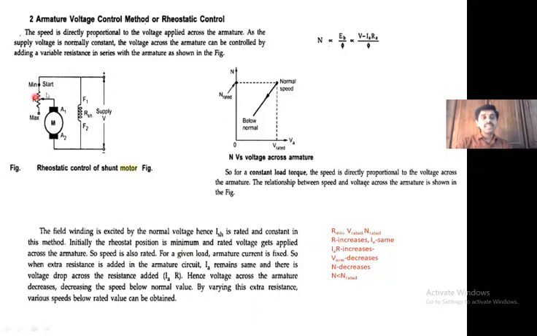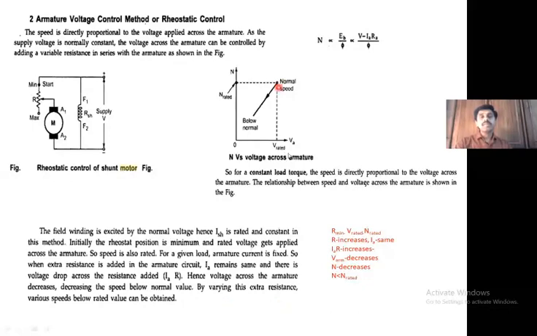So as the resistance increases, because it is a series resistance, the armature current is the same. Therefore, IaR, the voltage drop across this one, will increase. Then the voltage across the armature decreases, because when the drop across this resistance increases, automatically the voltage across the armature decreases. Therefore, automatically the speed decreases. So we will get speeds less than the rated speed.